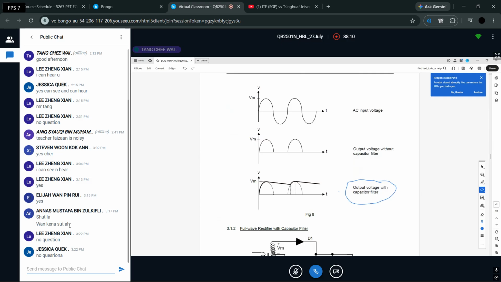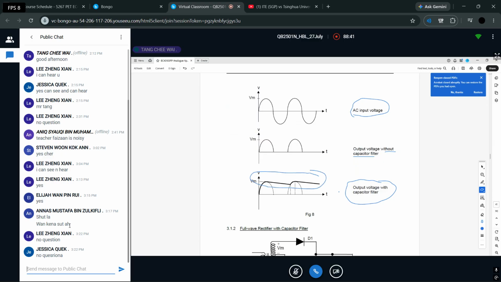Okay, just to show you. This is how the original AC comes in, and then this one without. I haven't filtered yet. Imagine you come in, you have this waveform, but it is only a half wave. After the filter, or the action of the capacitor, you have this waveform here.